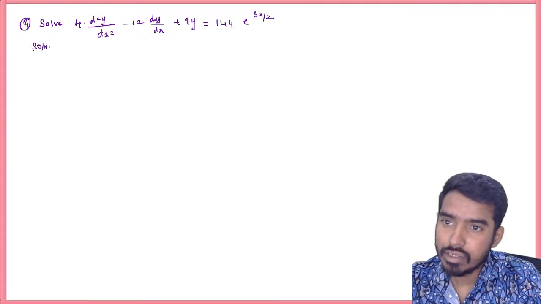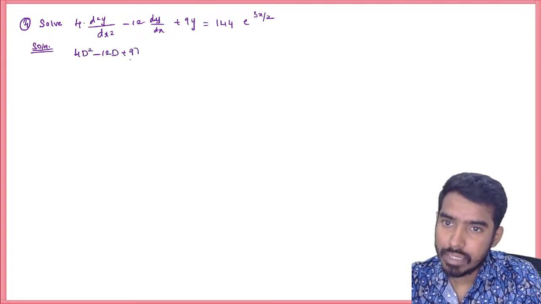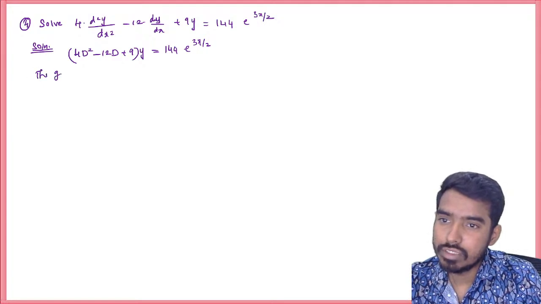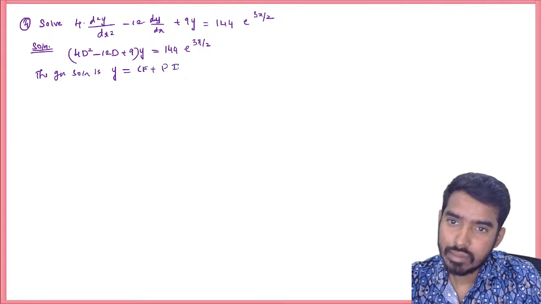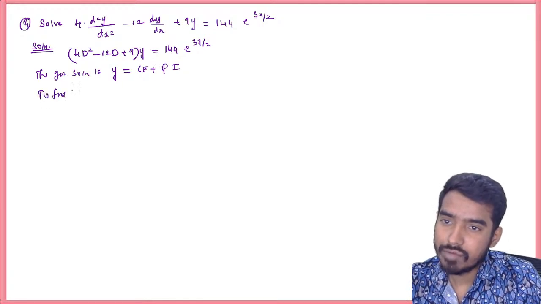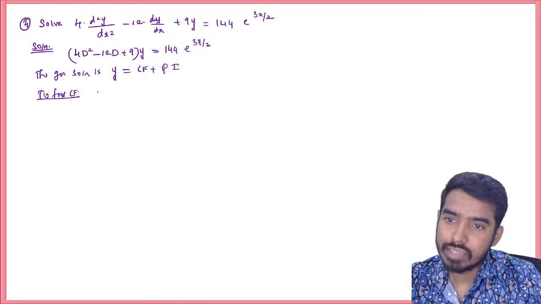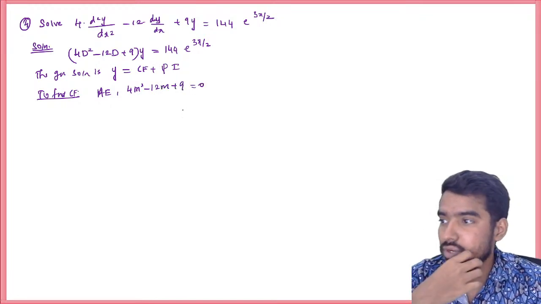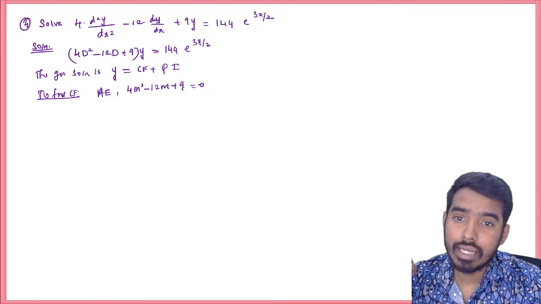Okay, so we'll solve this quickly. This is the same as 4 times D square minus 12 times D plus 9 times y is equal to 144 e power 3x by 2, right? So what is the solution? The solution is given by y is equal to complementary function plus PI, right? We have only one term here. So first we will find the complementary function. First you find the auxiliary equation: 4m square minus 12m plus 9 is equal to 0, right?